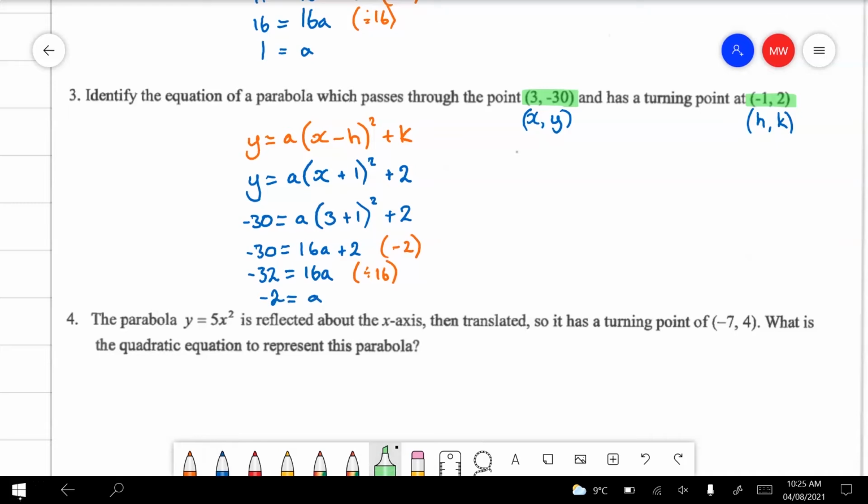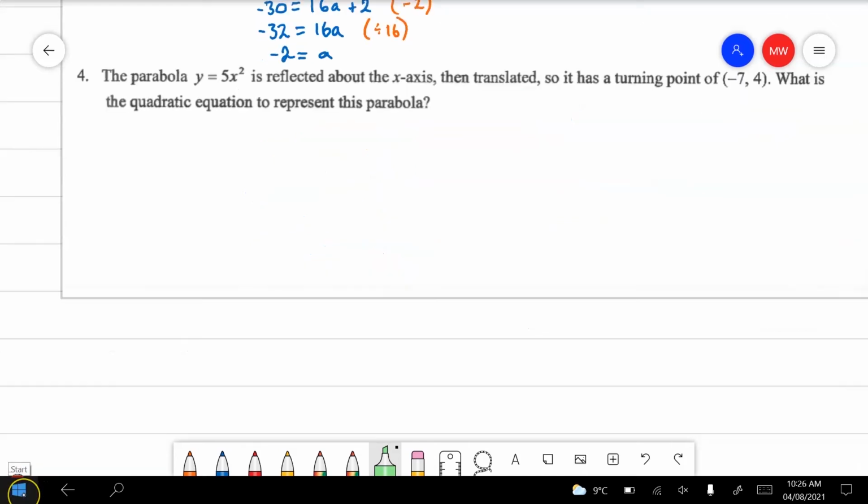Now all I need to do is pick up the equation up here that I started to form and substitute in a for the answer. So my answer will be y equals -2(x plus 1) squared plus 2. No need for me to move this into an expanded form. The question doesn't ask for it, so this one's been answered.